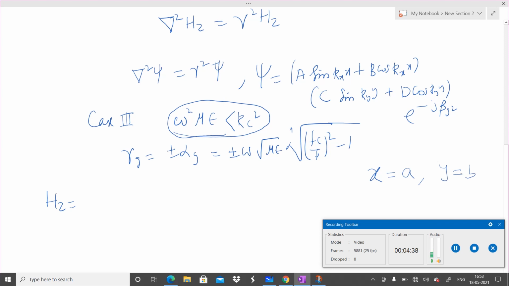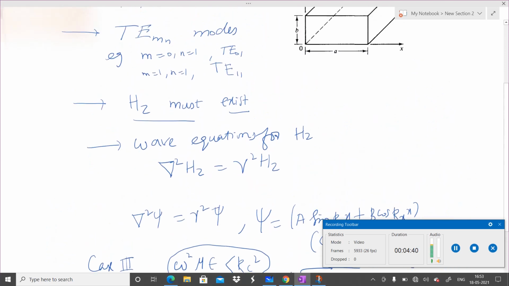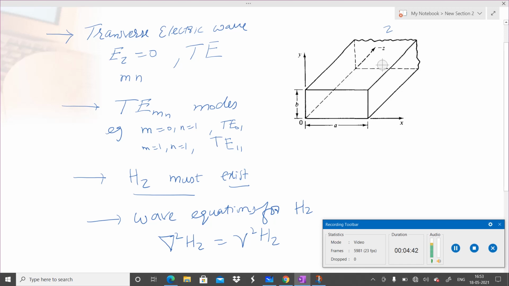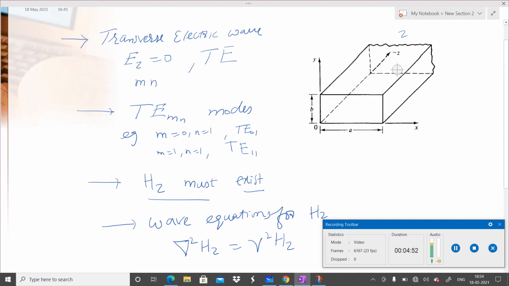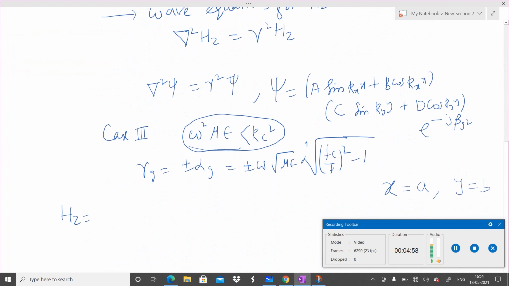Now I will again go back to this figure. Our waveguide is this. It has a dimension a cross b. b is the height and a is the width of this waveguide. So at x equal to 0 and x equal to a, that is the extreme points, and y equal to b, these terms should be 0.